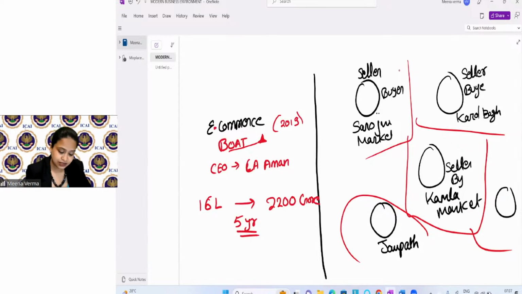A chartered accountant, CA Aman Gupta, is the owner and CEO of the boAt company.